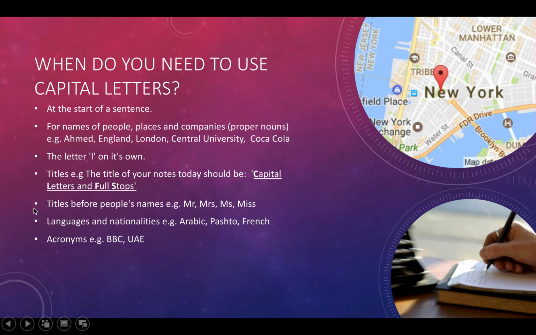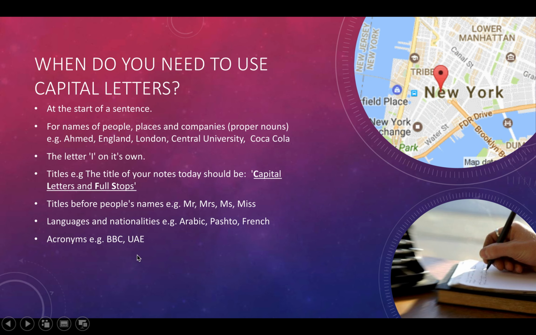Another time you need to use capital letters is for titles before people's names. So Mr, Mrs, Ms, Miss, all of these need capital letters. Then you also need to use capital letters for languages and nationalities. So you might have a capital letter for Arabic, Pashto, French, German, English, all of these need capital letters.